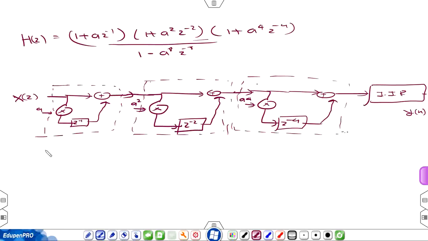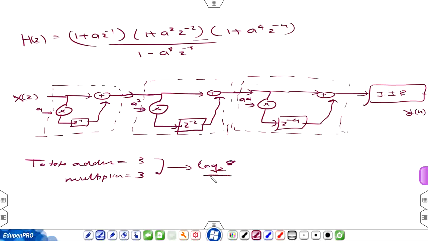Okay, so now you can observe that in each stage the number of multipliers is 1 and the number of adders is 1. In this stage the number of multipliers is 1, adder is also 1, and in this stage also the number of multipliers and adders are 1 each. So total adders is 3 and total multipliers is also 3, and that is again log 2 of 8. Okay, why this factor?